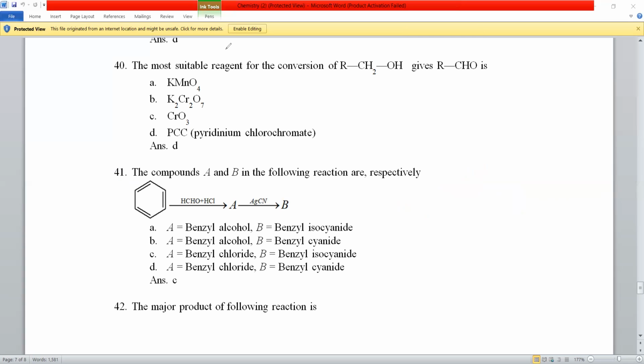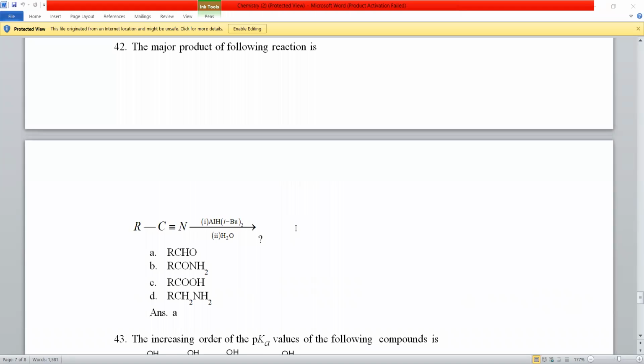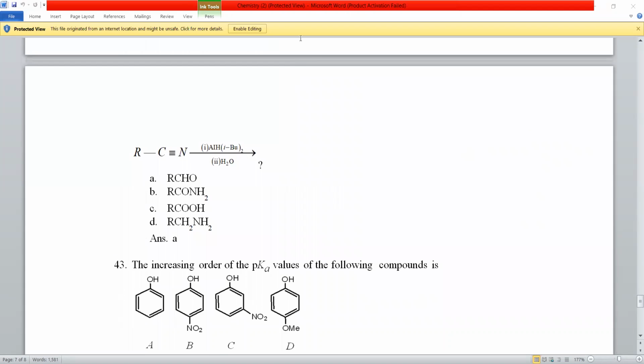Question number 42. What is the major product of the following? Direct question, an NCERT question. Cyanide treated with DIBAL-H and followed by hydrolysis. Cyanide is converted to aldehyde. DIBAL-H directly converts it. So this is a direct NCERT textbook question.